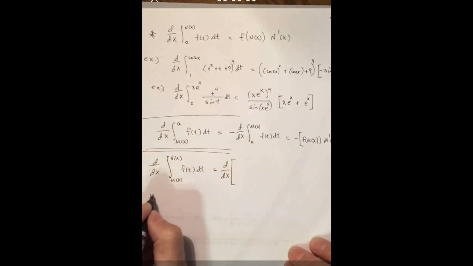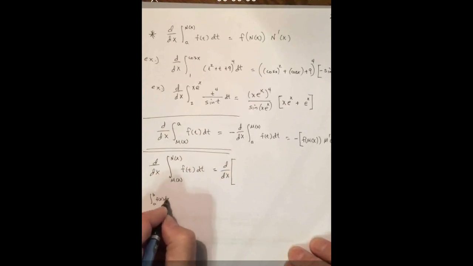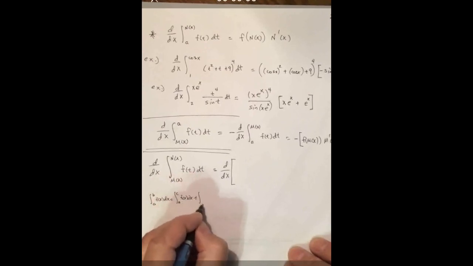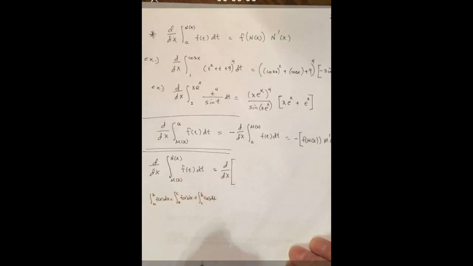The integral from a to b of f of x dx is equal to the integral from a to c of f of x dx plus the integral from c to b of f of x dx. I'm going to use that property right there.